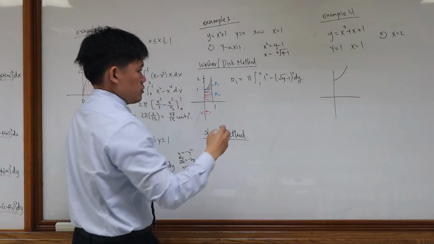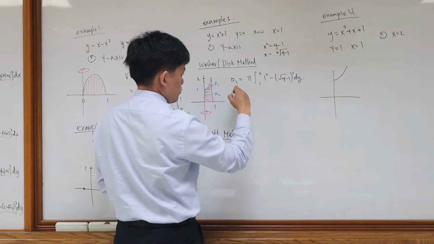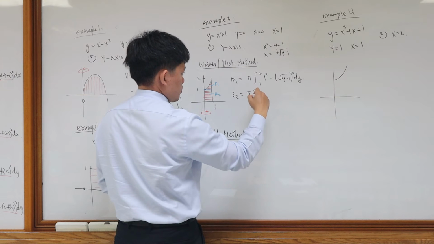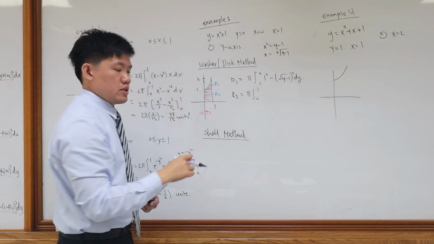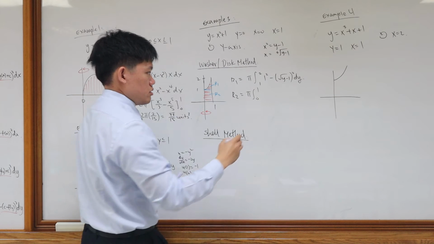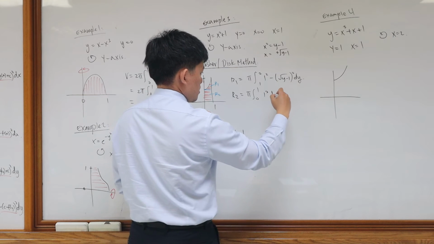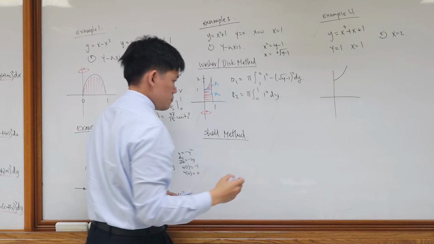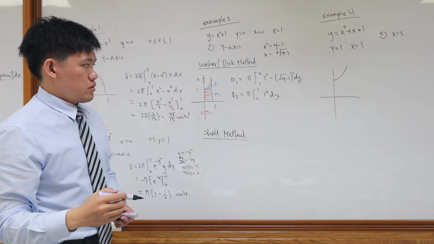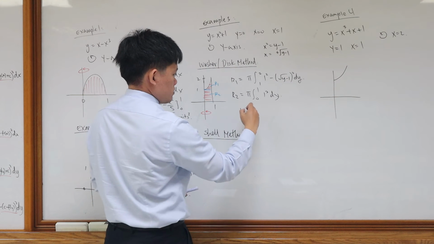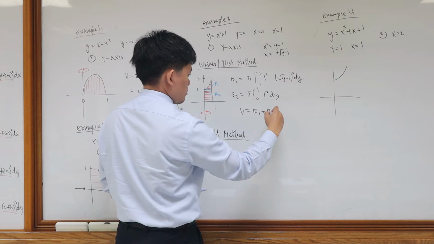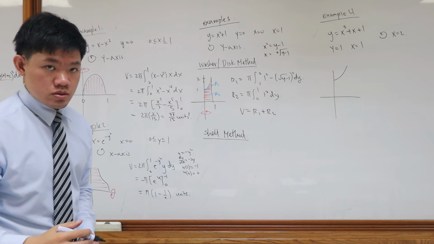Okay, so doing region 2, you end up with pi integrated from 0 to 1. Okay, this is a solid, so in that case it's just going to be a disk. So in that case it's going to be 1 squared dy. So again, you can just go ahead and integrate this. The volume is going to be R1 plus R2. That's going to be the total volume for this question.